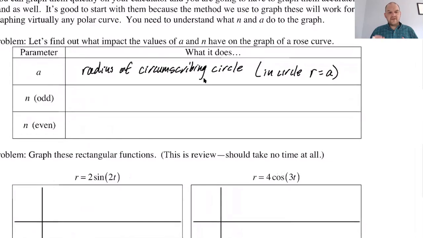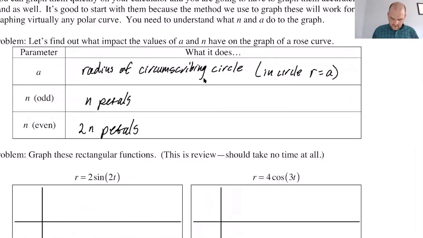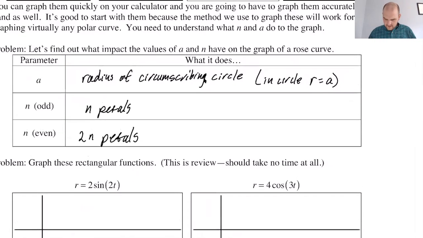Then we have, if n is odd, you are going to get n petals. If n is even, we found that you would get 2n petals. And then it doesn't ask this, but it really should.